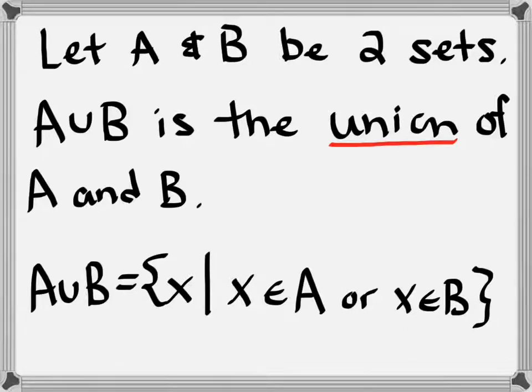The first operation we can do is we can take two collections and we can combine them. The mathematical term for this operation is a union. A union is denoted by a little u, and so we say that A union B is the set X, so that X is in A or X is in B.